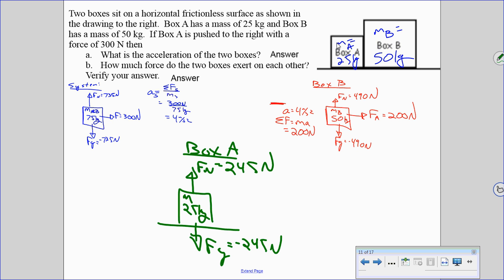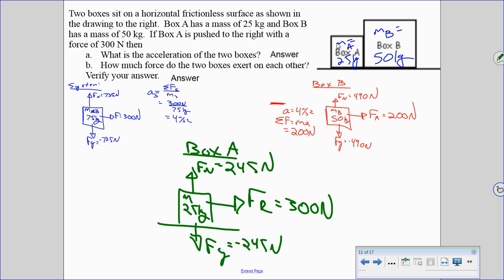What other forces are acting on it? We always start with forces that are given. What forces are given to us? The 300 newtons from, let's say that it's Roy, just so we have a name for it. So here's our force of Roy, 300 newtons. Notice that 300 newtons is applied to box A, not to box B. That's why the 300 newtons doesn't show up over here.